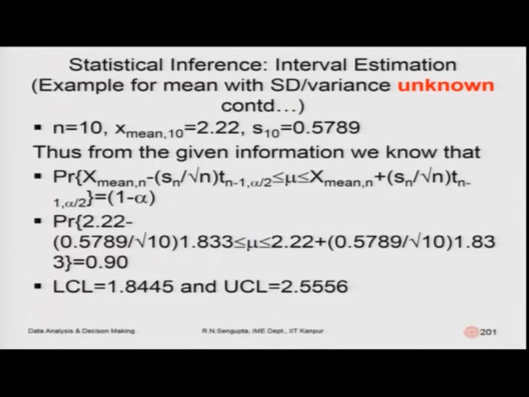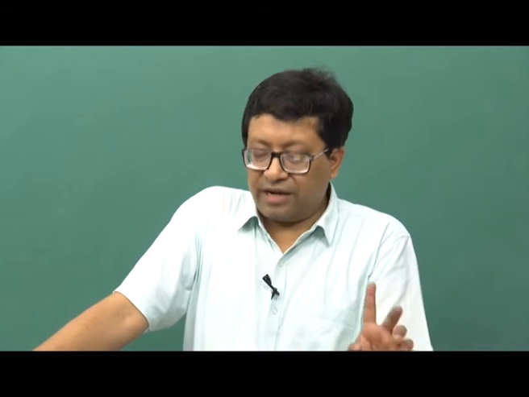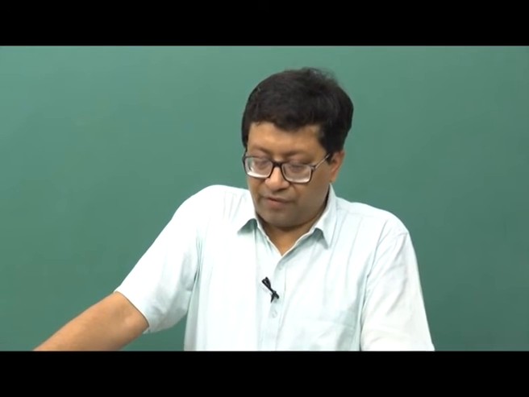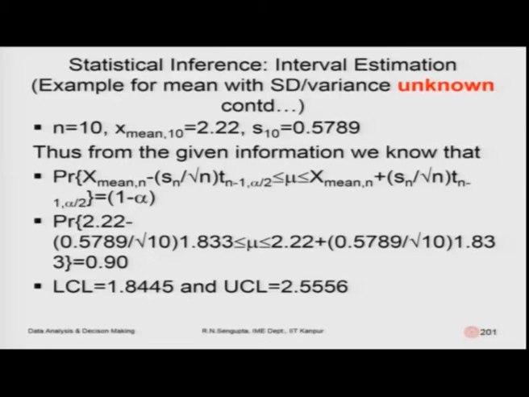So, from this, n is given as 10, and the sample mean x mean is given by 2.222. And this S, without the dash, because we are utilizing the sample mean as the best estimate of the population mean, based on which when we calculate, we find the standard error comes out to be 0.58789.